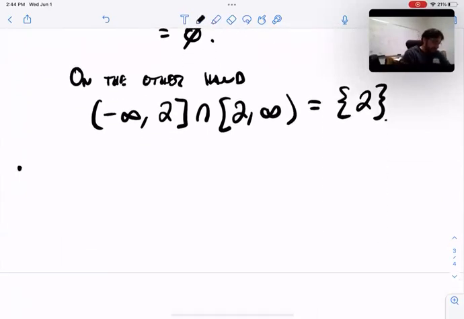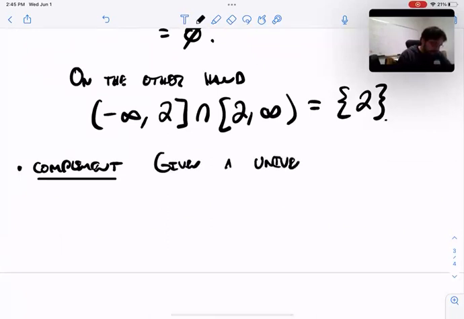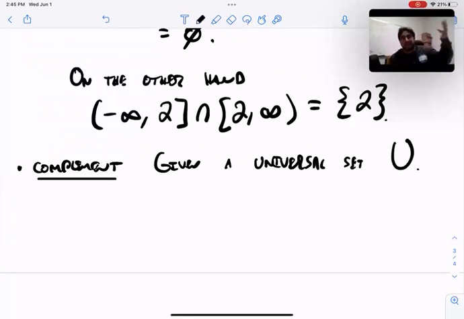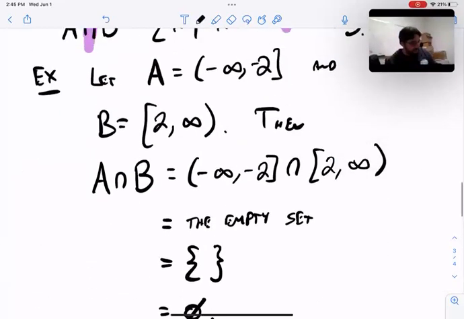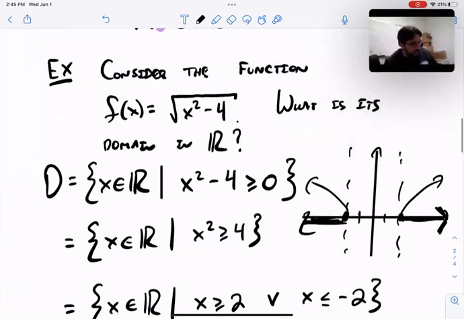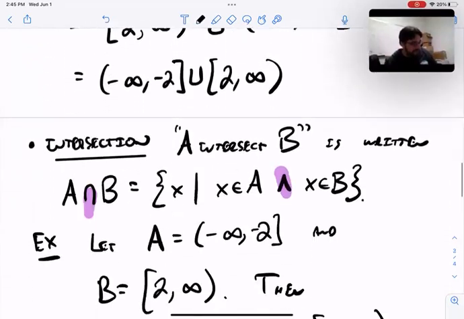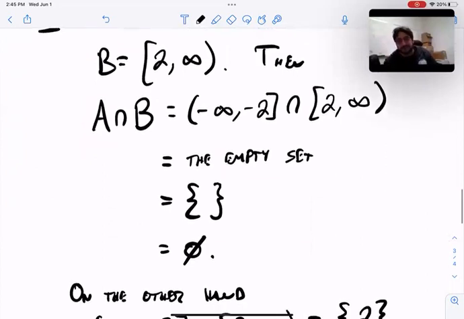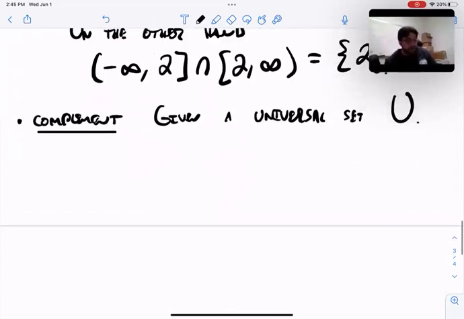Then we have complement, so set complement. For complement you have to be given a universal set U. Usually, from context, it's clear what the universal set U is. So for example, when I'm talking about the domain of a function, the universal set is probably the whole real number line. Usually it's clear what the context is, but sometimes you really need to specify it. So for the sake of defining a complement, I'm going to specify it. I'm given a universal set U.